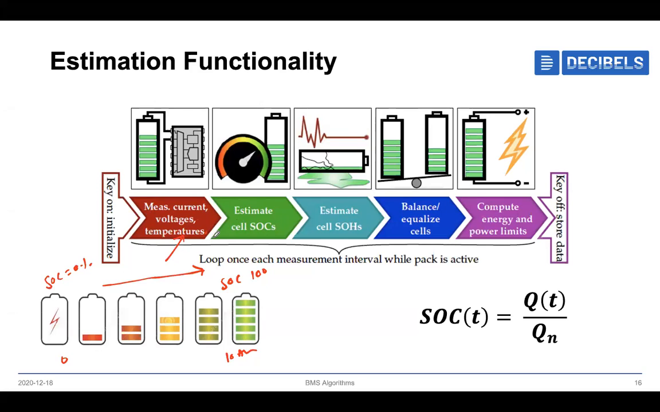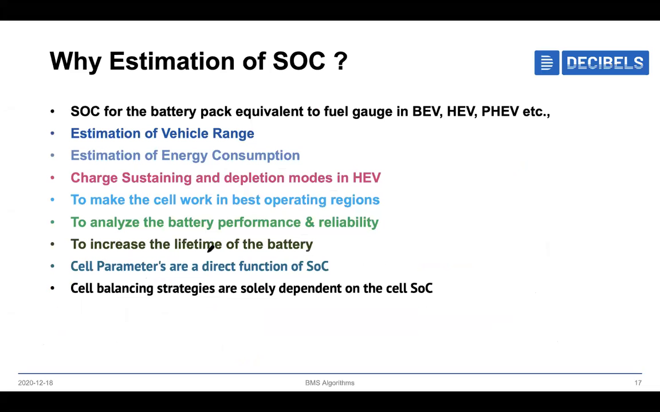Before that, we also discussed why it is important to estimate the state of charge. If you take combustion vehicles, there we have a fuel gauge. It shows how much fuel is left in the tank, and based on that we can estimate how far we can go. Similarly, in electric vehicles there has to be a parameter telling us how much energy or capacity is present in the battery pack, so that based on that we can estimate our range.